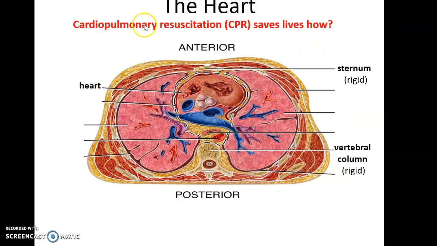Now, cardiopulmonary resuscitation, or CPR, is successful because the heart happens to lie next to two rigid bony structures, the sternum and the vertebral column. So it's possible by putting pressure on the chest to push the heart against the vertebral column, causing blood to pump throughout the body.